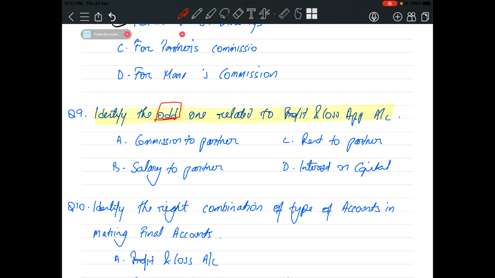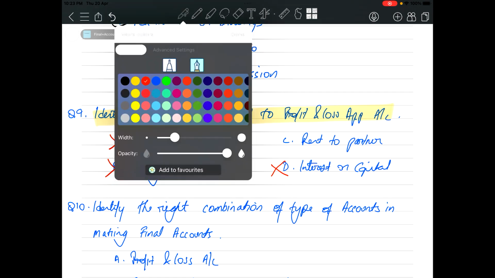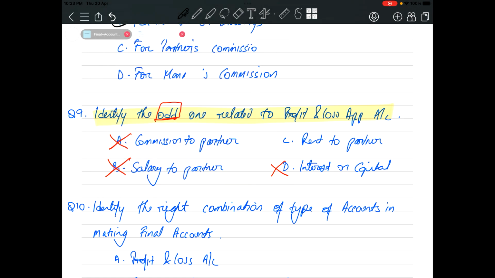Now let's see the options. Commission to partner, is this an item of the P&L appropriation account? Yes, so this is not the correct answer. Salary to partner, is this an item of the P&L appropriation account? Yes. Interest on capital, is this an item of the P&L appropriation account? Yes. Rent to a partner, is this an item of the P&L appropriation account? No. Rent is basically a revenue nature expense, so it will go to the P&L account. So this is the right answer.